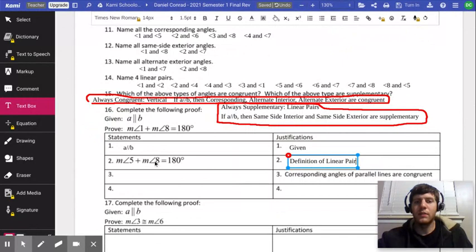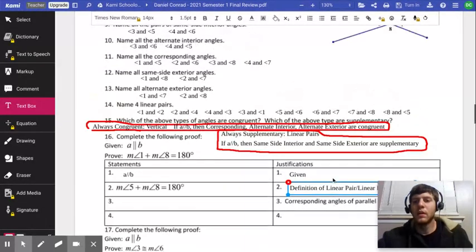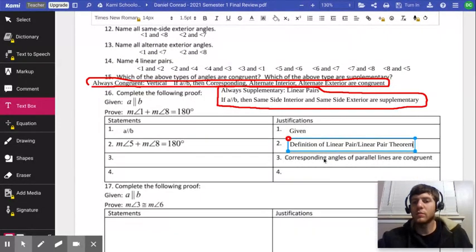Measure of angle 5 plus measure of angle 8 equals 180. That's because they're a linear pair. So it's really a combination of the definition of a linear pair and linear pair theorem. Okay. The next one, for reason, it says corresponding angles of parallel lines are congruent.